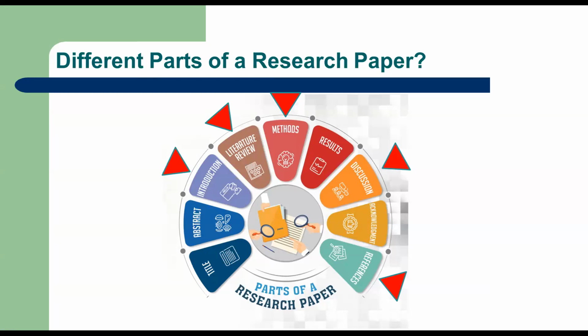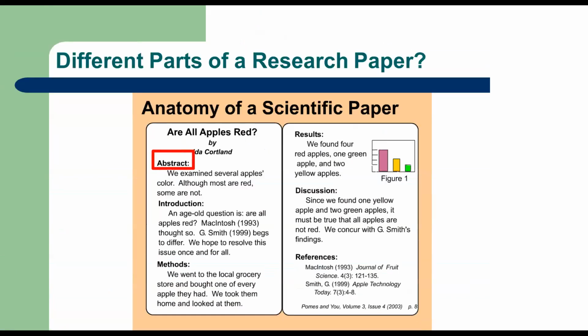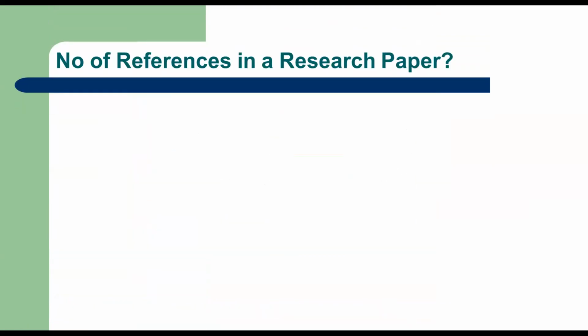So during the write-up of a research article, in most of the parts you have to deal with the references. This simple research paper describes the same concept, that we have to manage references in different parts of a research paper. So, how many references are ideal when you are going to write a research paper? What should be the ideal number of references?